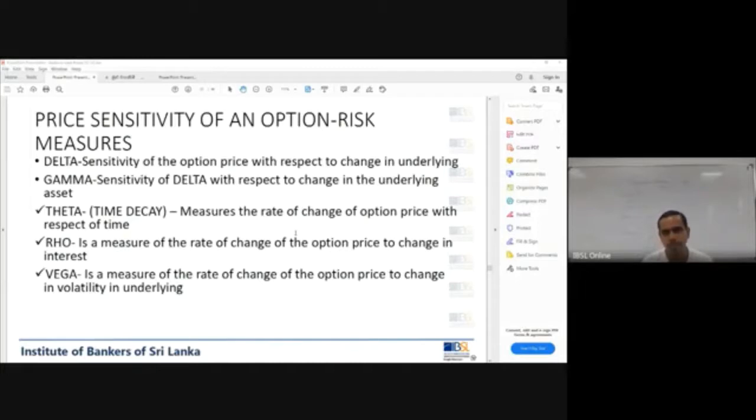Now, they're easy to remember because all you need to remember is the sensitivity of option price. Everything measures the sensitivity of the premium to changes in various factors. Delta and gamma measure changes in the premium to changes in underlying price. Theta, changes in the premium to changes in time. Theta and time both begin with T, so it's easy to remember. Rho measures interest rates, so R denotes an interest rate. Option premium to changes in interest rates is measured by rho. And vega starts with V and it measures the sensitivity to volatility. Again, easy to understand, easy to remember.